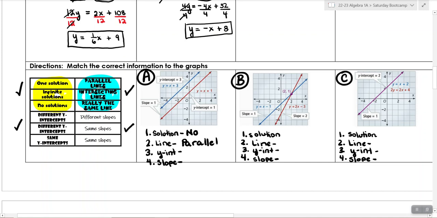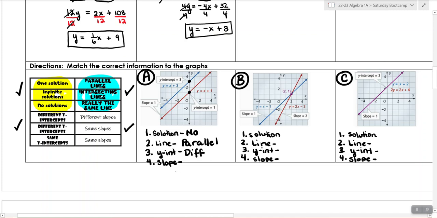And what type of intercepts do they have? The same or different? Different. They're different. Look right here. This one crosses here, and this one crosses here. In fact, they even tell you y-intercept is 3, y-intercept is 1. They're different. Are we clear? They can't be the same because they're parallel lines.